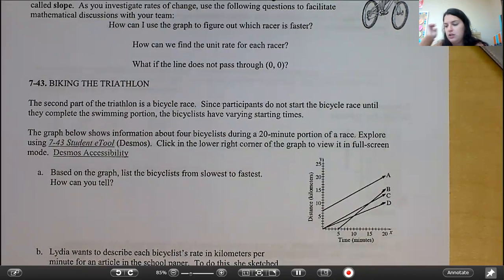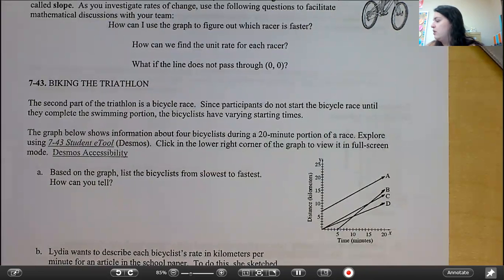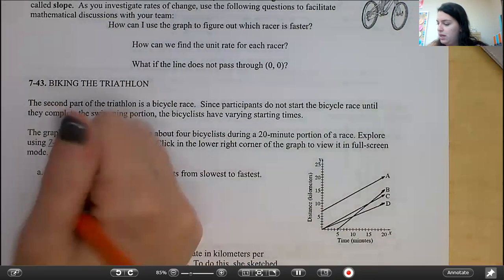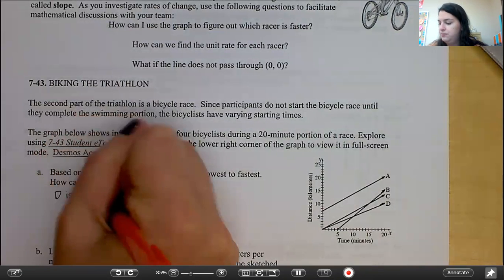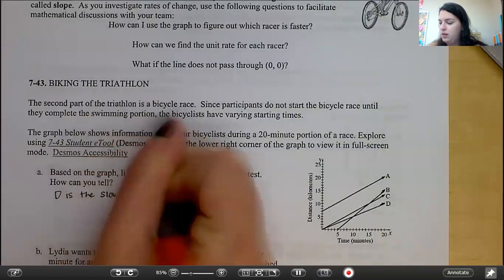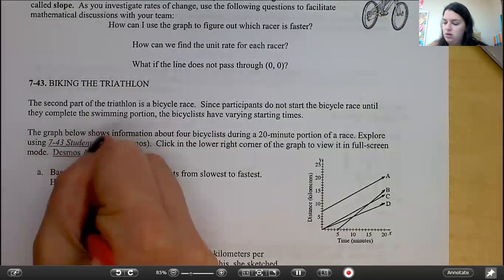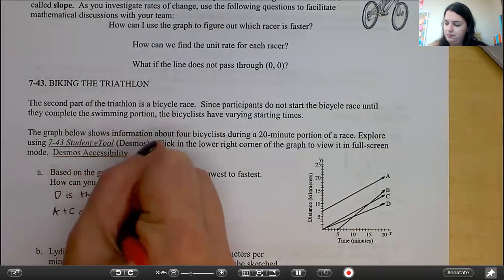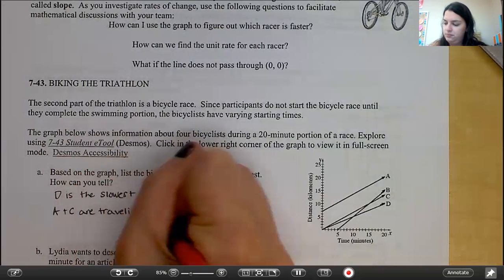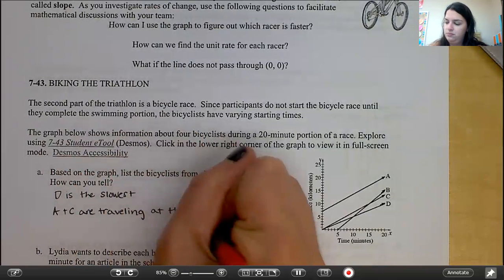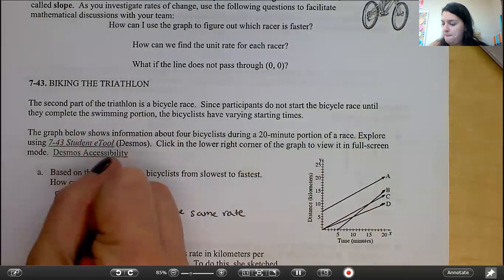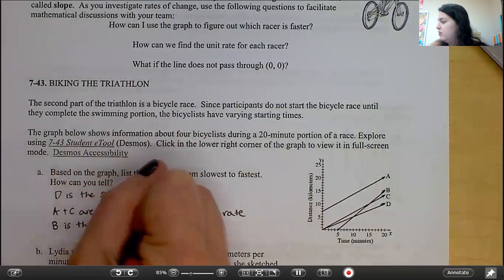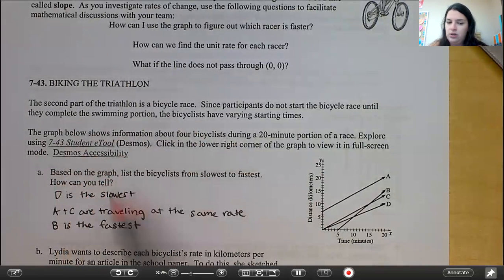So if you're back with me, you've answered part A. So we have to go slowest to fastest. So we have D is the slowest. A and C are traveling at the same rate. B is the fastest. And it asks, how can you tell? Well, you can tell by how steep their line is.